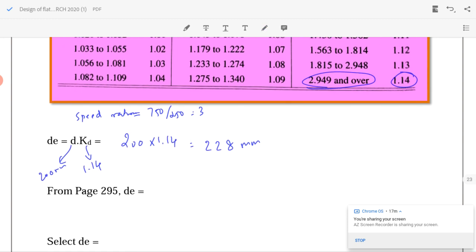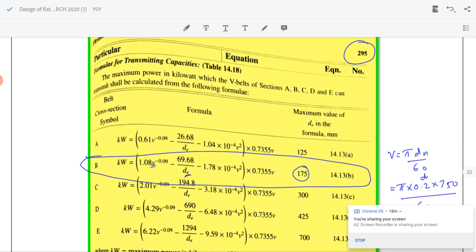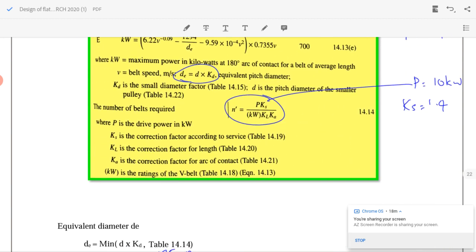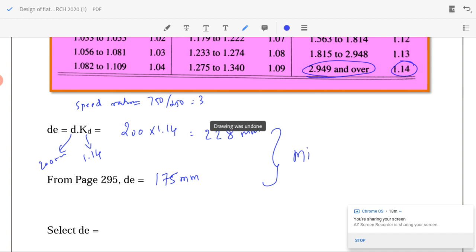Further, from page 295, equation 14.13b, maximum value of dE was 175 mm. So I have to take the minimum value among these values. So this one is the minimum value. So I will select that value for the calculation, 175 mm.